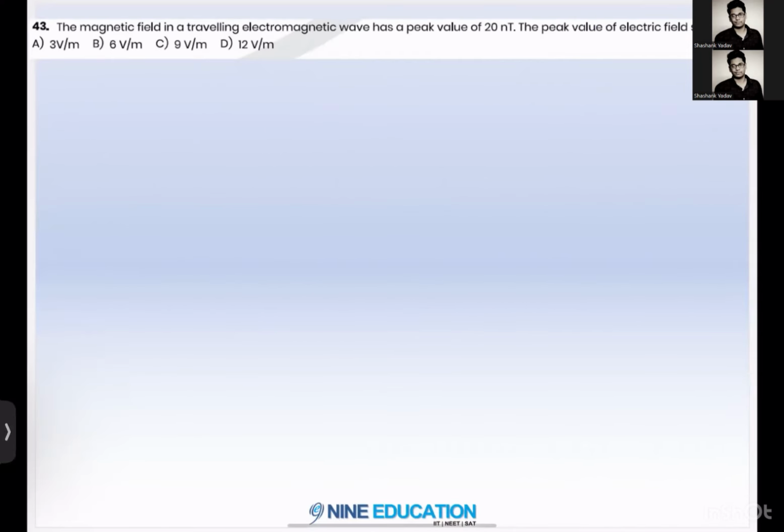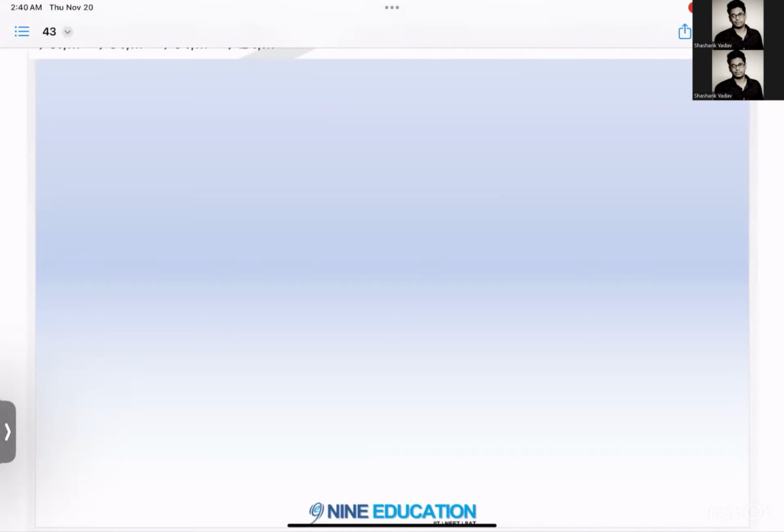Here is the next question. The magnetic field in a traveling electromagnetic wave has a peak value of 20 nanotesla. The peak value of electric field strength is asked. Very easy question. Here we know that the speed of light is related to the electric and magnetic fields as E naught by B naught. Therefore, the electric field strength must be equal to B naught into C.